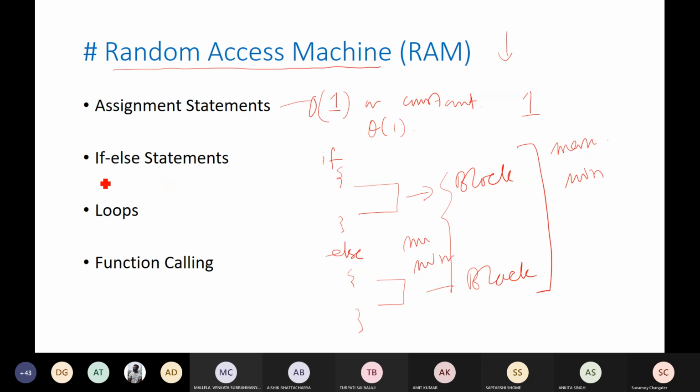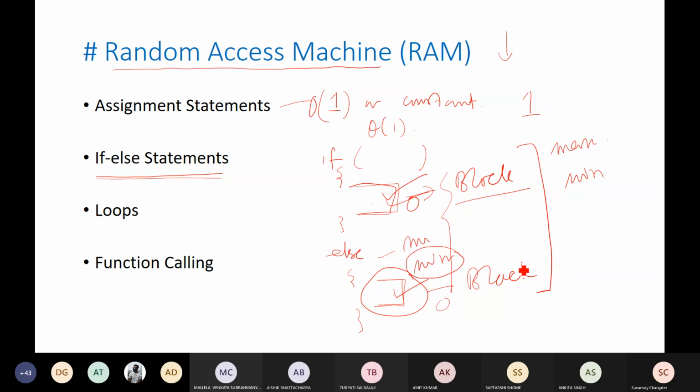So for an if else statement, we have to find out the time complexity of the if block and also the else block. If we go for maximum, we choose the maximum between these two. If we go for the minimum time complexity, we choose the minimum among these two. So we find the time complexity of both blocks. If the condition is true, this one will be executed. If the condition is false, this one will be executed. So either one will be executed.